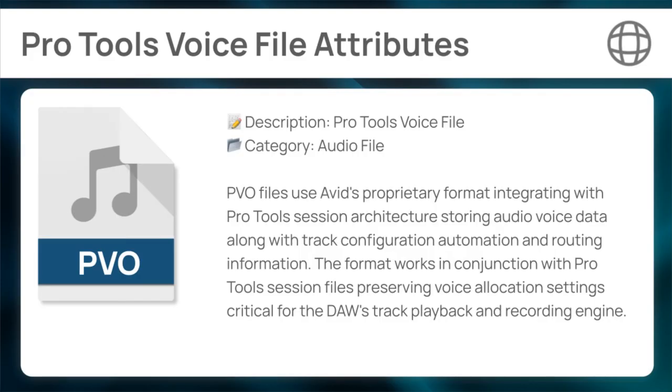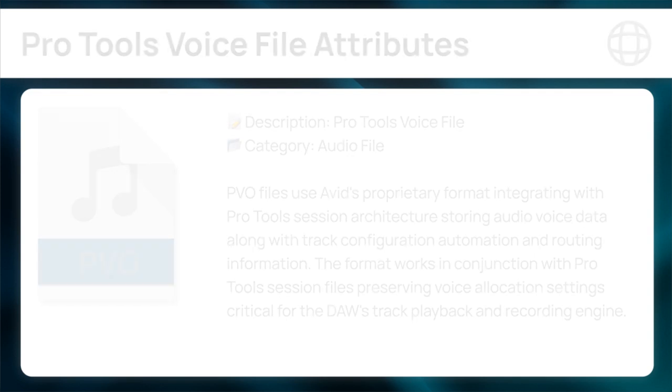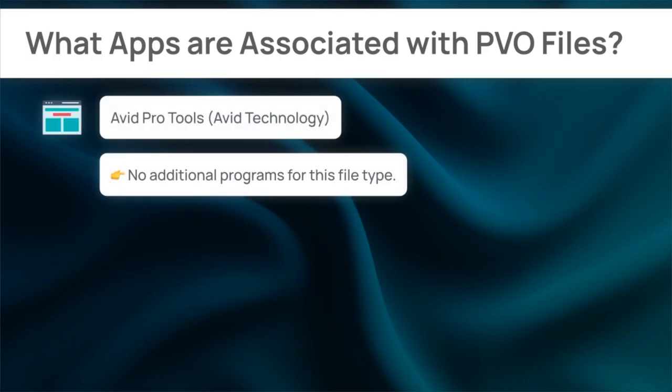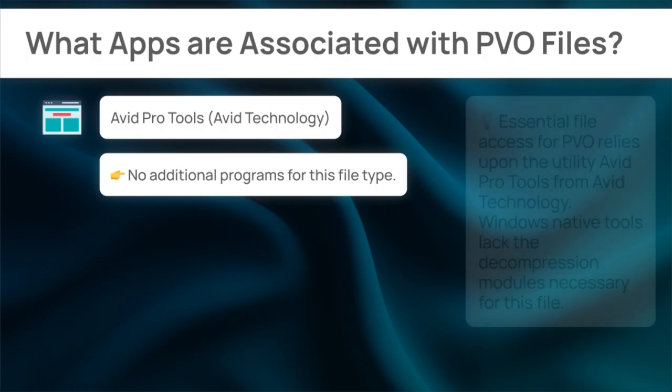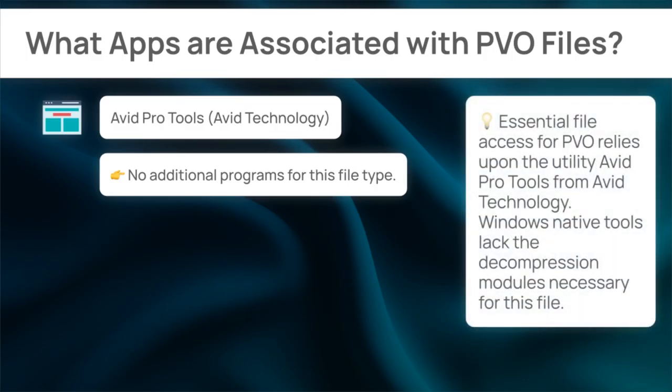The format works in conjunction with Pro Tools session files, preserving voice allocation settings, critical for the DAW's track playback and recording engine. Optimal handling of the PVO format is achieved using Avid Pro Tools by Avid Technology. Windows native tools lack the decompression modules necessary for this file. Windows offers limited audio control, so thorough editing relies on specialized programs.